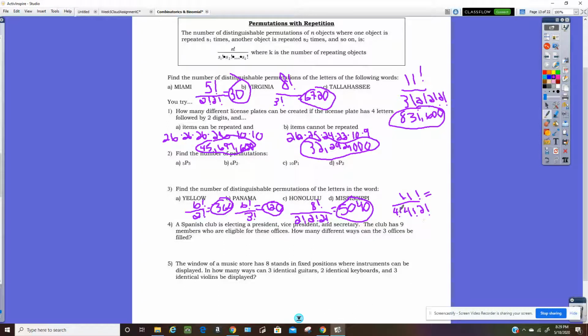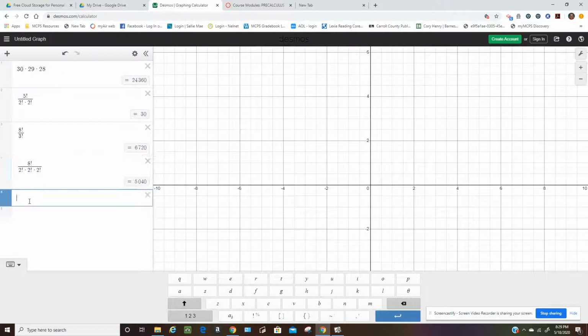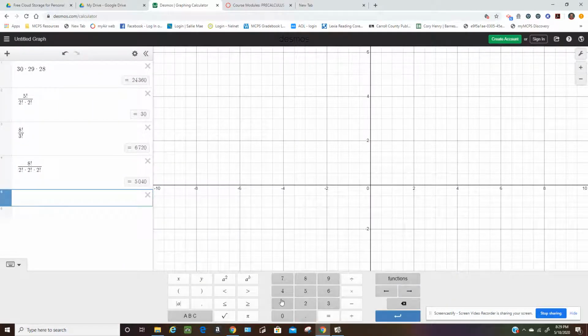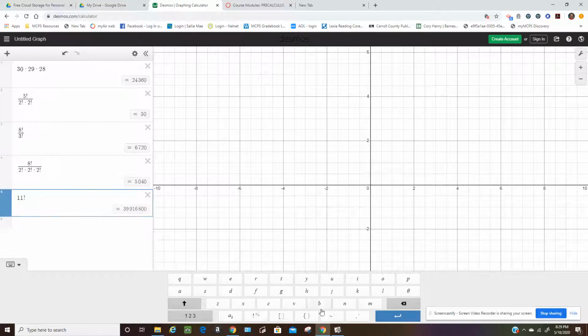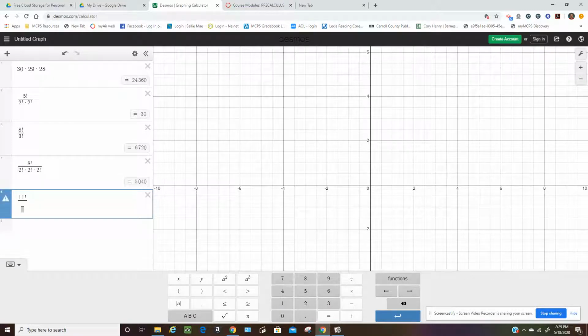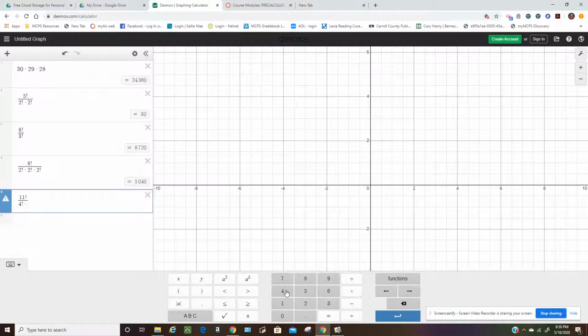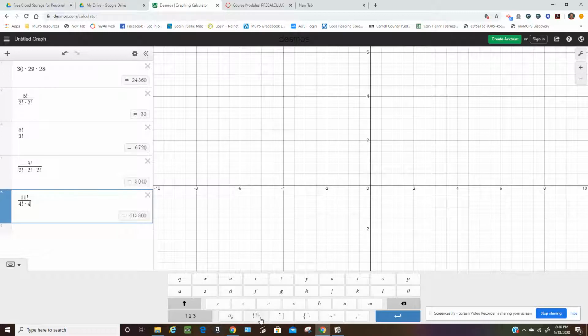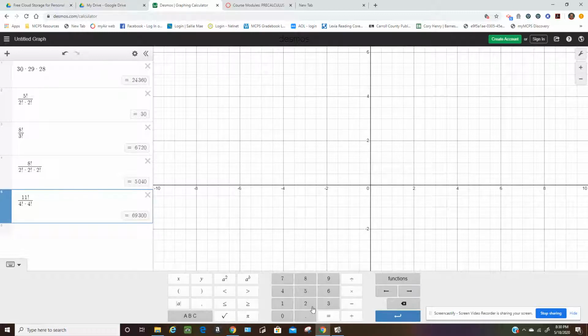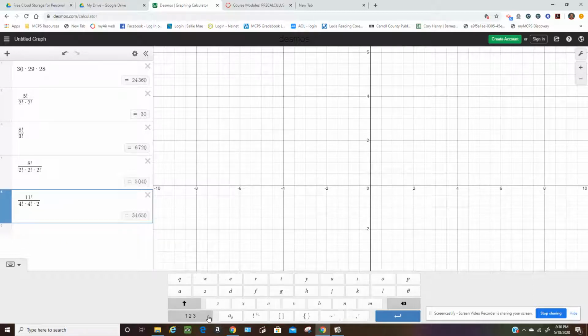And then the last one in this row here, 11 factorial divided by 4 factorial times 4 factorial times 2 factorial. I get 34,650.